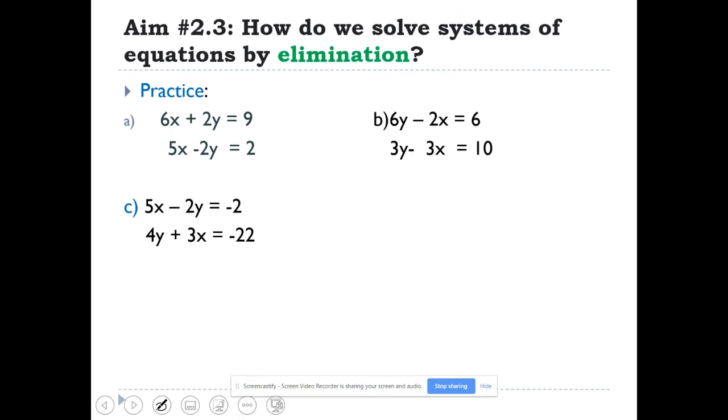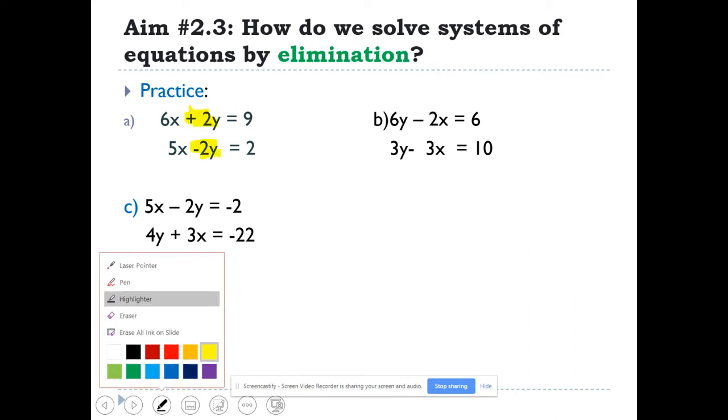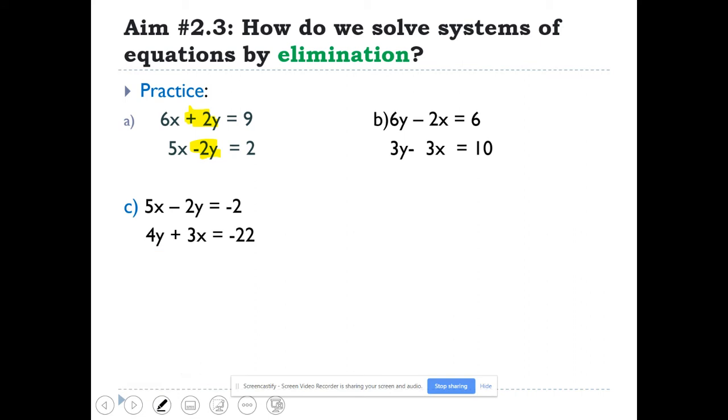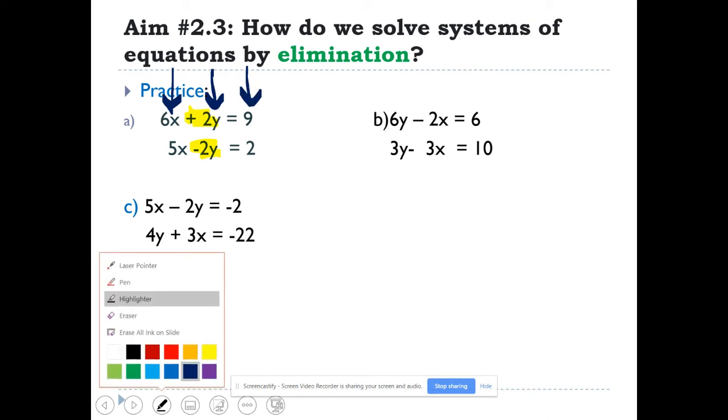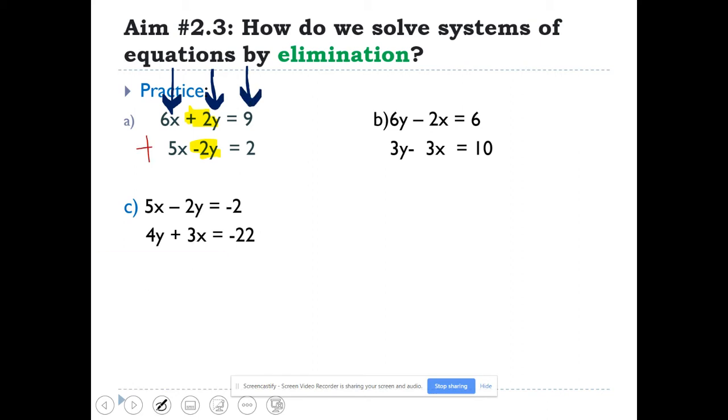All right, let's try this. Starting with practice part, the first one. I'm looking here, and this is a positive 2y and a negative 2y. When I add the equations together, those will add to 0. So I don't need to do anything fancy. My x's are in one row, my y's are in a row, my constants are in a row, and my equal signs are together. So I can go ahead and add these.